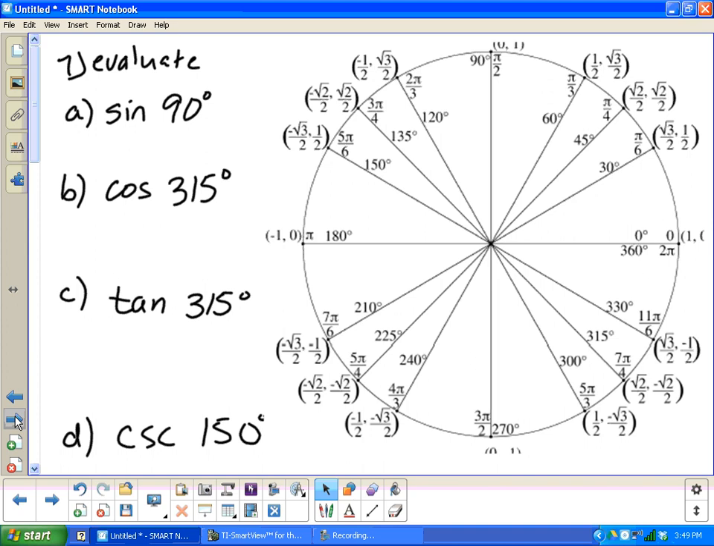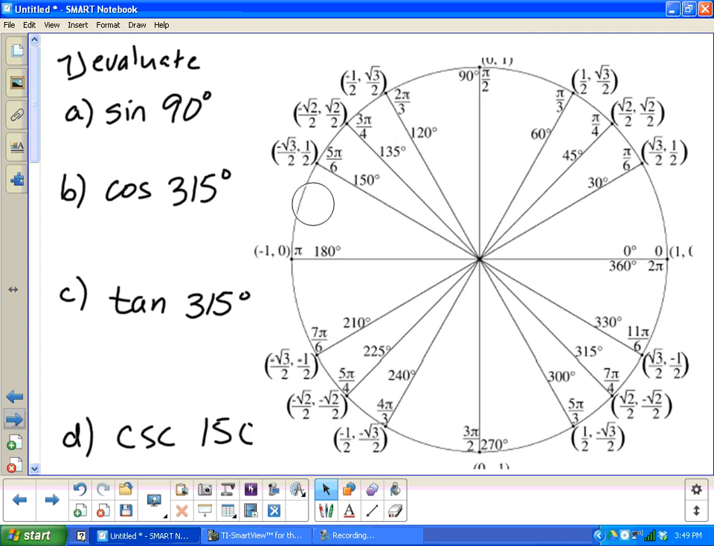Now for tangent and cotangent, recall that tangent of an angle theta is the sine of the angle over the cosine of the angle. And so cotangent here would just be the reciprocal, which would be cosine theta over sine theta. Now let's go through and answer these questions now.